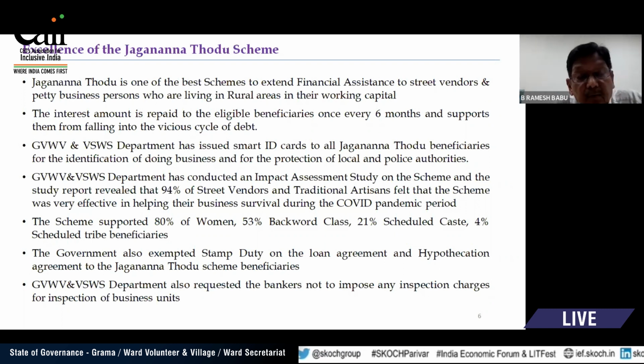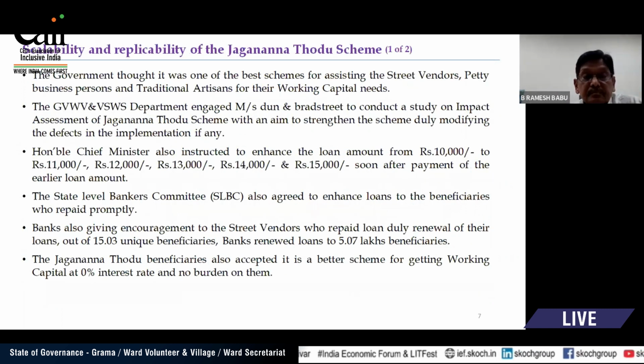From the other side, the government also exempted the stamp duty on the loan agreement and hypothecation agreement for the Jagananna Thodu beneficiaries. And our department also requested the bankers not to impose any inspection charges for inspection of these business units.